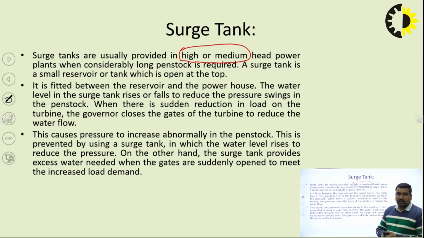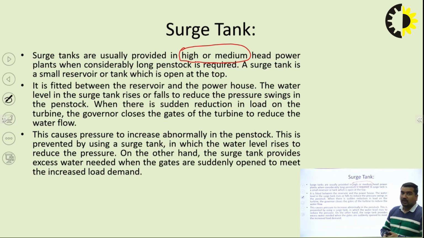And this causes pressure to increase abnormally in the penstock, and this is to be prevented by using a surge tank in which the water level rises to reduce the pressure. On the other hand, the surge tank provides excess water needed when gates are suddenly opened to meet the increased load demand. So we can take advantage of this surge tank. If you have extra load demand, we can take the supply from the surge tank.